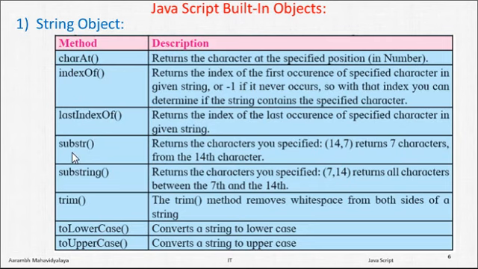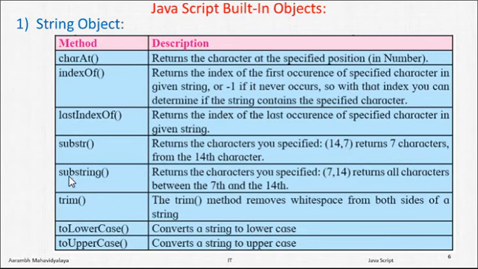The next method is substring, that is substr. It returns the character you specified. Here 14,7 returns the 7 characters from the 14th character. Here first of all you have to provide the number from which you have to start the counting, and the second number defines how many characters you have to count.